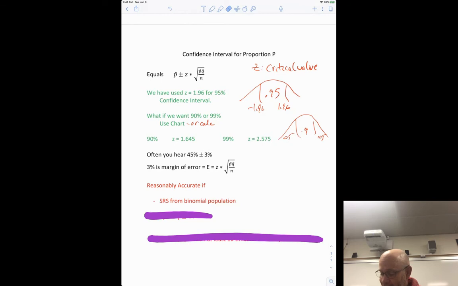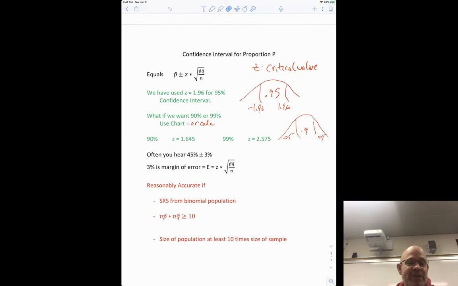These have been considered reasonably accurate. Mathematicians have done a lot of work with this. If these conditions are met: it's got to be a simple random sample, first of all. Okay, n p hat and n q hat both have to be greater than or equal to 10. It's kind of just like the reverse of what we did before, but it's not P and Q anymore. It's p hat and q hat. And the size of the population should be at least 10 times the size of the sample. If you start to take too big of samples, the problem is sometimes you can get dependent people. So typically we don't need a huge sample to do it.